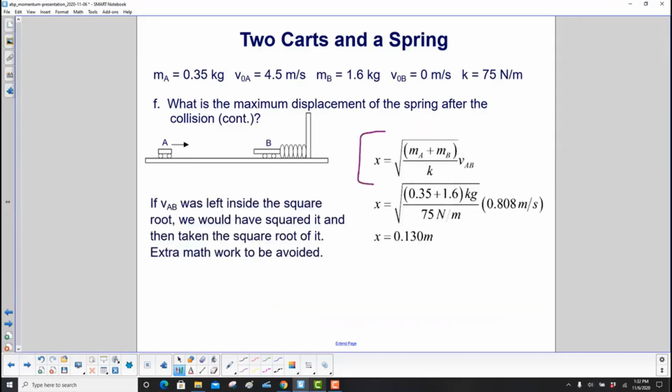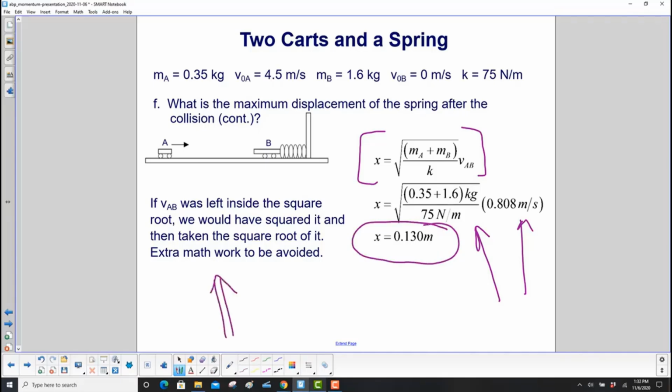So here's our algebraic equation for the answer. Substitute in our variables, and this is what we found earlier. Velocity of the two blocks right before they started pushing on the spring, and we get a displacement of 0.130 meters. And just reminding you again here, take the v_AB squared out of the square root. Makes it a more elegant solution anyway.